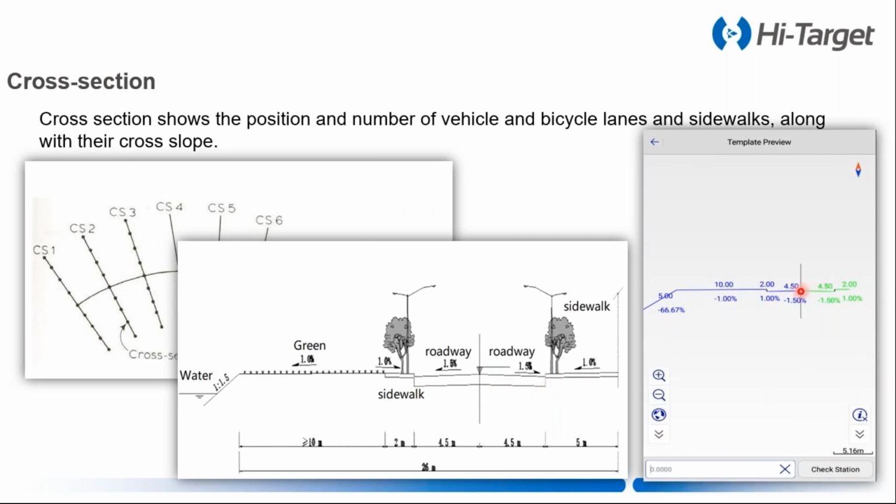And this picture is the preview in Highway Road. Here we can also check the different lanes. This is the first lane, and this is the green belt. Also, we can see the width, 10 meters, and the gradients here.